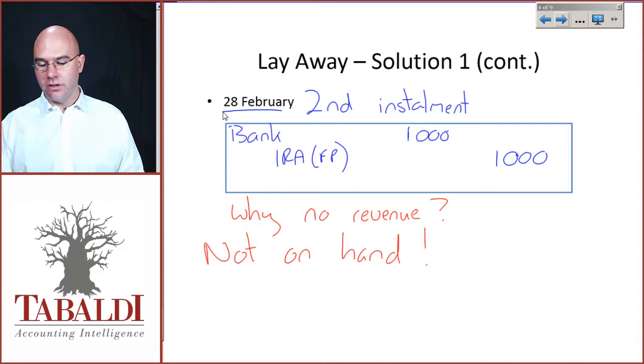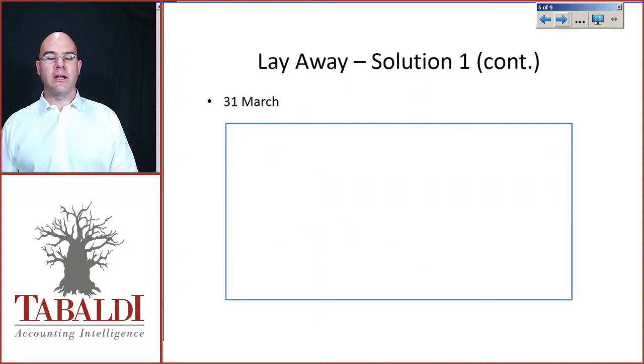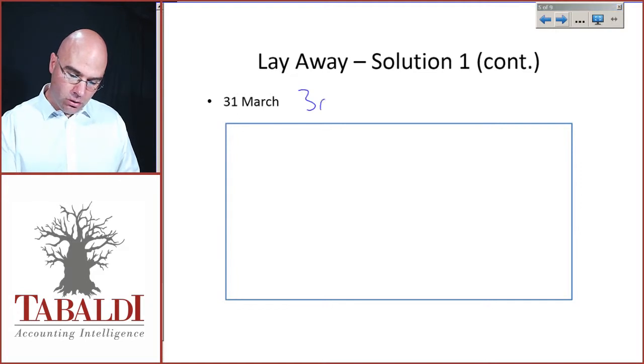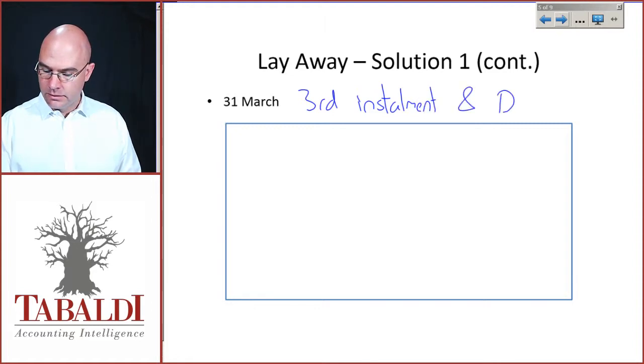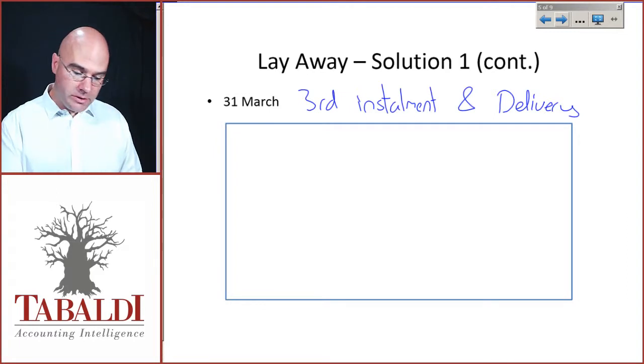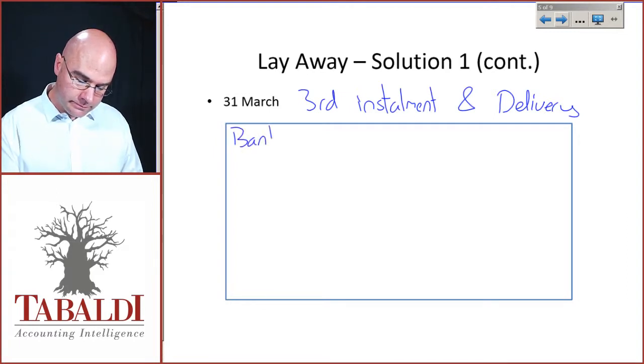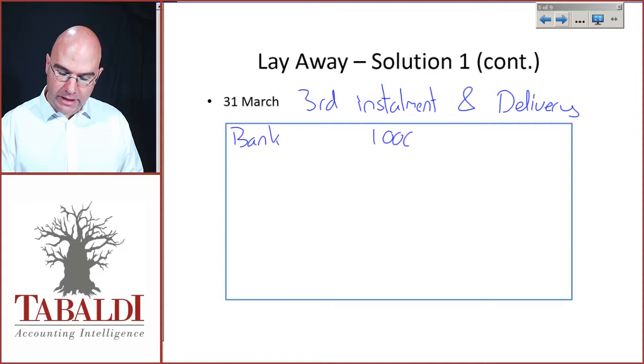So last journal for required 1, 31st of March, your 3rd installment, and delivery will take place. So 3rd installment, you will go debit bank, 1,000. That's correct, right?